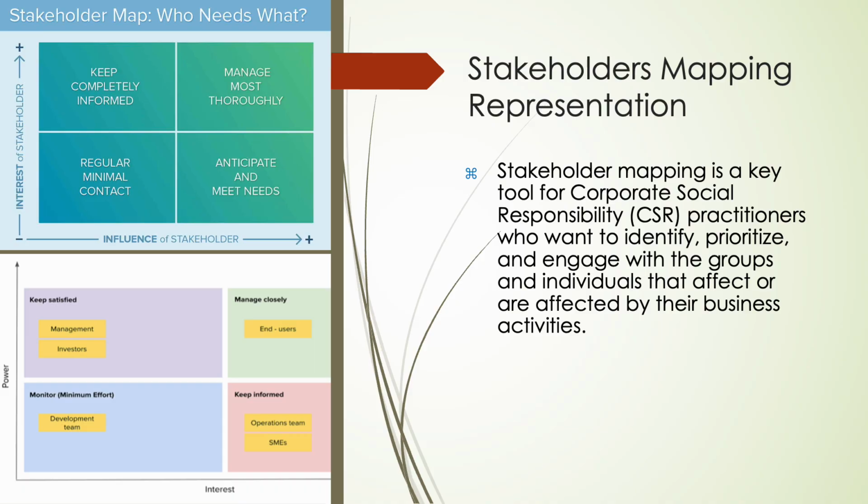The third group includes the anticipate and meet needs, low interest and high influence. Although less interested, their high influence demands proactive service and responsiveness to their needs. Finally, the fourth group includes regular minimal contact, low interest and low influence. These stakeholders require the least engagement but should not be ignored entirely. Occasional updates suffice.